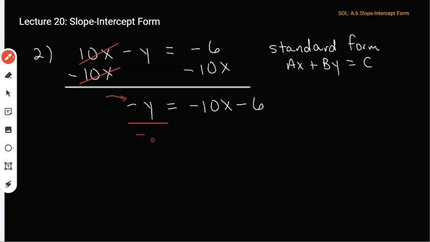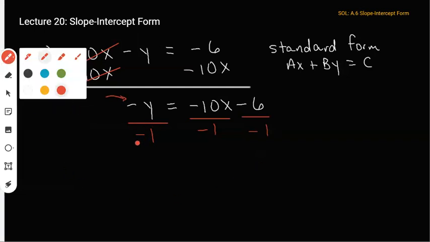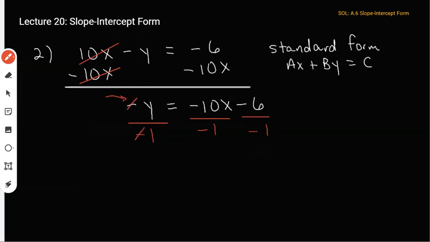So I'm going to divide this side by -1, and I'm going to divide everything on the right side by -1. So this and this. So when I do that, the negatives are going to cancel out, leaving me with a positive y. And then on the other side, I have -10x divided by -1. That's going to be a positive 10x. And then I have a -6, divided by -1. That's going to be a positive 6.